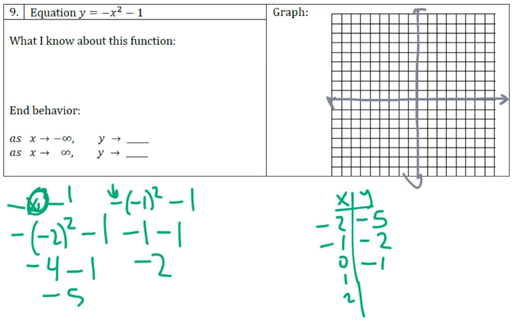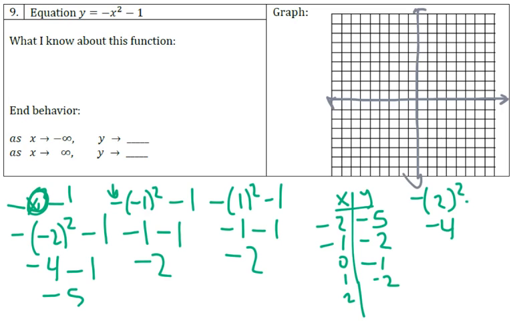What if we did positive 1? 1 squared minus 1. 1 squared is 1. Keep the negative outside. We get negative 2 again. So we should be able to see the pattern. If we did it with a positive 2, squared is 4. Negative 4 minus 1, negative 5. So we can see where our vertex is. At 0, negative 1 is our vertex. At negative 1, negative 2; positive 1, negative 2; positive 2, negative 5.